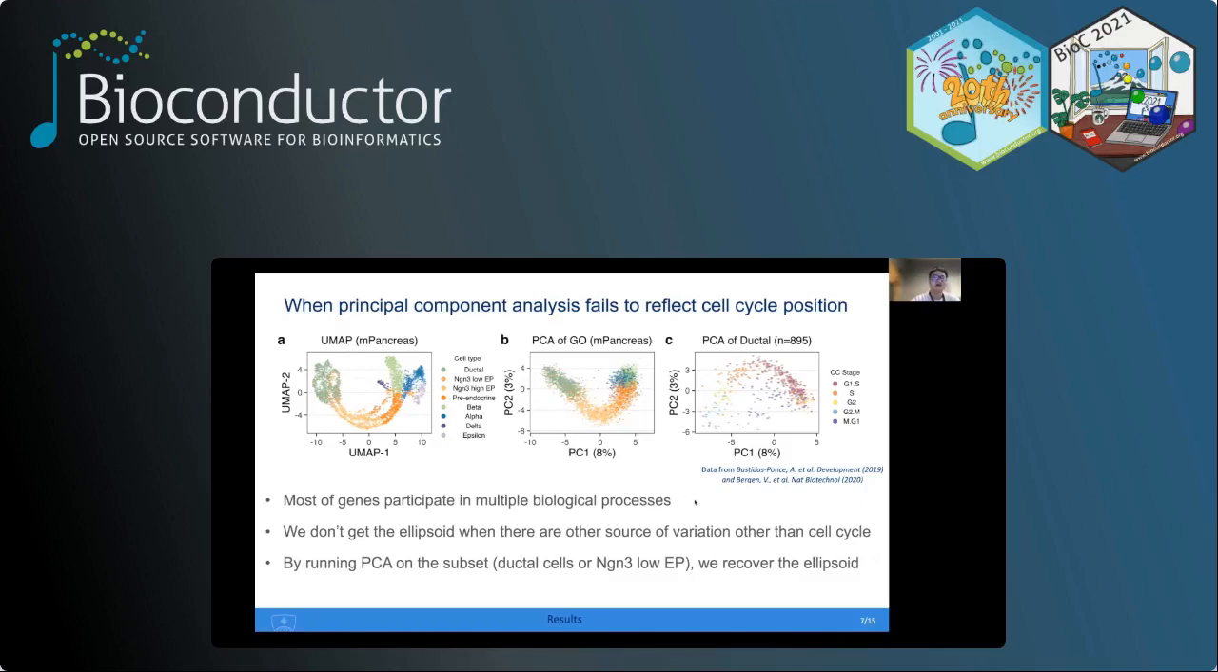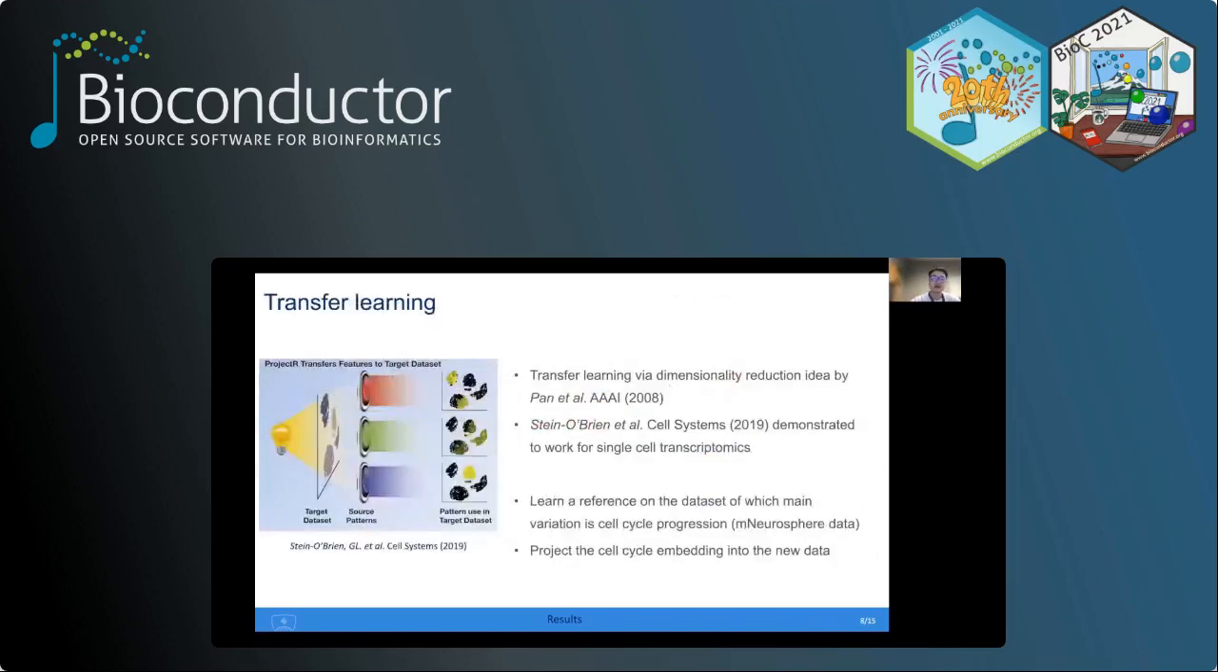This is caused by the fact that most of the genes participate in multiple biological processes, and we don't get an ellipsoid when there are other sources of variation other than the cell cycle. Another interesting fact is that if we subset the original data set to one of the cell types, such as the ductal cells, and run the PCA on the cell cycle genes, we can still recover this ellipsoid circle here. But this solution won't be applicable to a lot of data sets we have, because we don't even have a good cell type label.